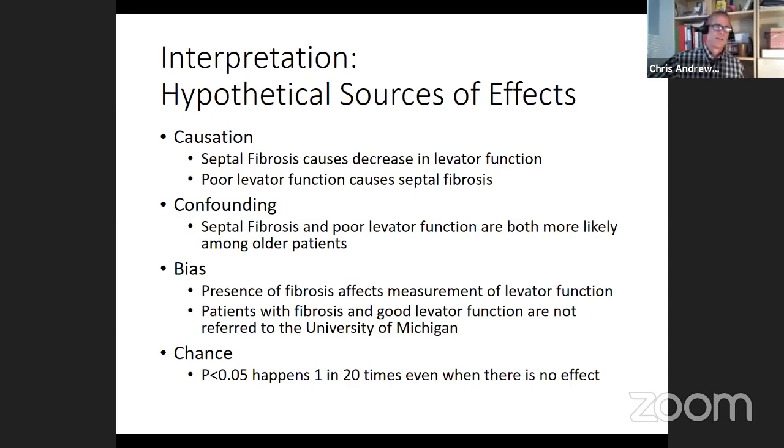So when we want to think about causation in the example that we've just gone through, one reason we might have seen the effect is that septal fibrosis causes a decrease in levator function. That's kind of the way it was laid out in the initial presentation by the researchers, is saying when this forms, then the levator function is worse. There's another way that this could happen. Poor levator function may cause septal fibrosis.